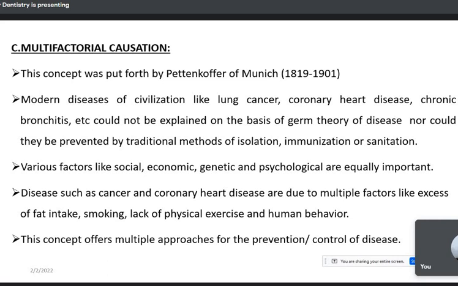Similarly, if you want to prevent yourself from suffering from cardiovascular disease, then you should have a life full of physical activity. You should quit smoking and avoid a high fat intake in your diet. So these are the multiple approaches you can adopt. That is why understanding multifactorial causation is important.